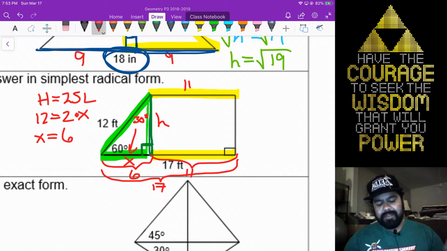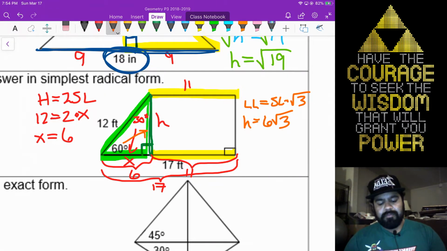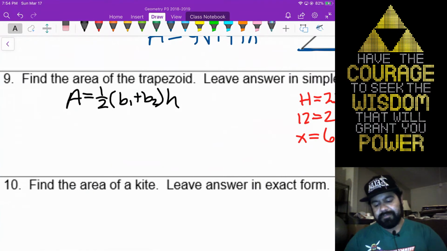Okay, got 11, still got to find the height. Our height is across from the 60, so that's our long leg. So we're going to say the long leg equals the short leg times rad 3. Alright, so then h equals 6 rad 3. Now I just go for it. Alrighty, 6 rad 3, and I got a 6.